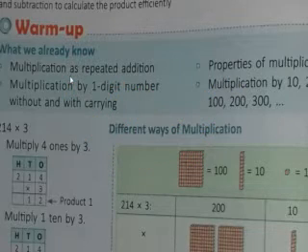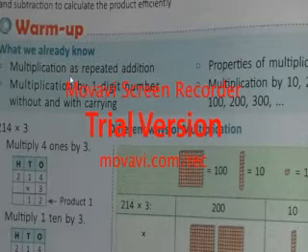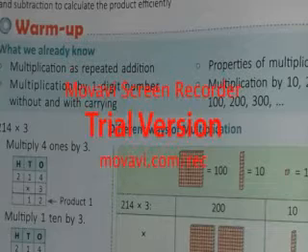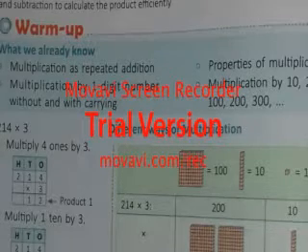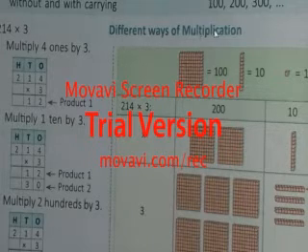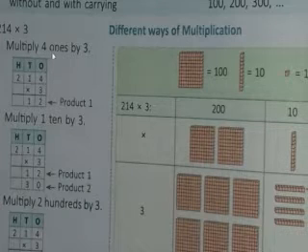Like 2 into 3 means 2 plus 2 plus 2. 3 times you are adding 2. 4 into 5 means either you can add 5 4 times or 4 5 times. We can add 4 plus 4 plus 4 plus 4 plus 4. So multiplication is also called repeated addition. Multiplication by one-digit number without and with carrying. Here it has been explained. Properties of multiplication and multiplication by 10, 20, 30 and 100, 200, 300. So if you will see below, it is 214 into 3. Different ways of multiplication. Okay. Multiply 4 ones by 3.